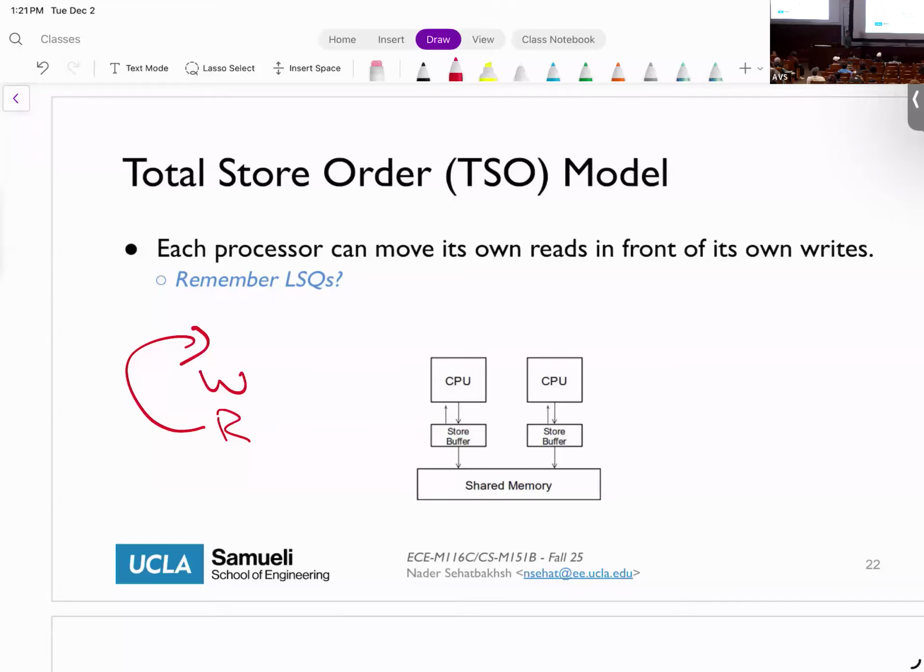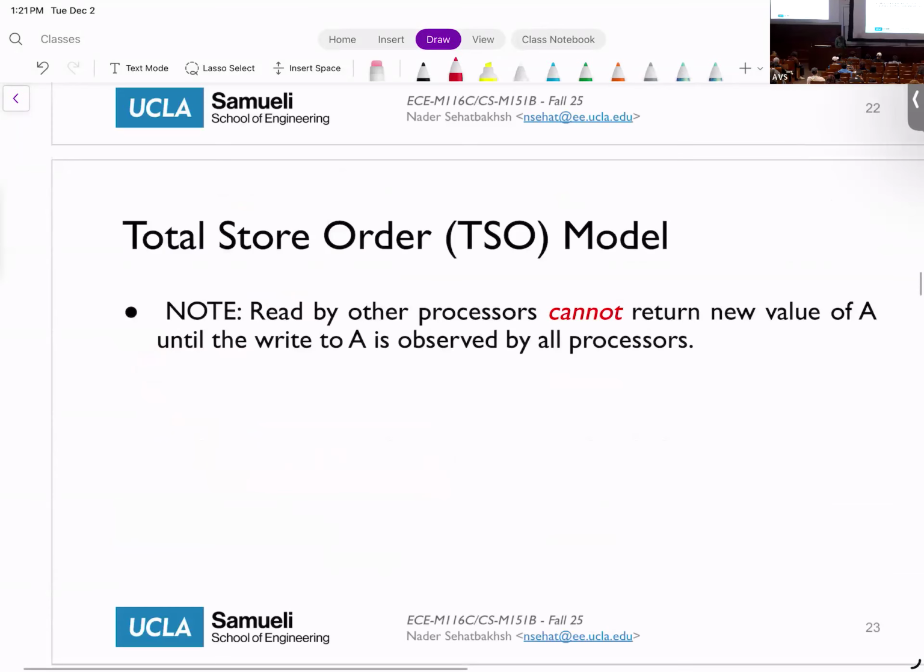Okay, this is very, very beneficial because reads are the ones that are latency sensitive. So you want to issue reads as soon as possible. That's why you're incentivized to issue the reads before writes.